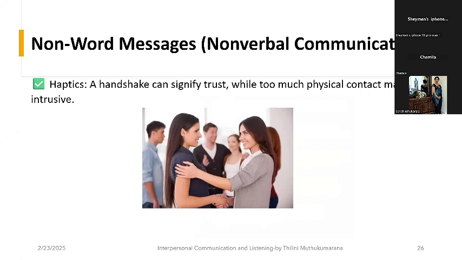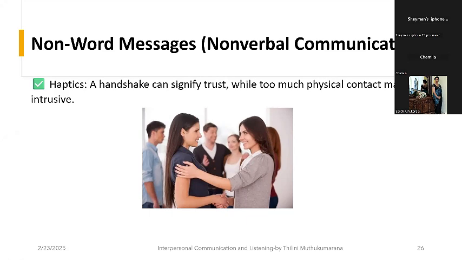Okay, so the next one is haptics. This is what we call touch, the sense of touch. You may wonder why the sense of touch affects communication, even when we relate it to the business world. It can motivate another person to build trust with you, right? And also you have to understand that too much physical contact can be misleading. At the same time, this sense of touch is very important, right?